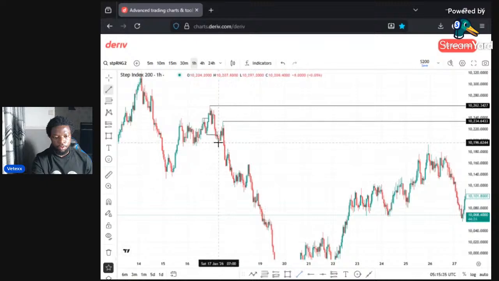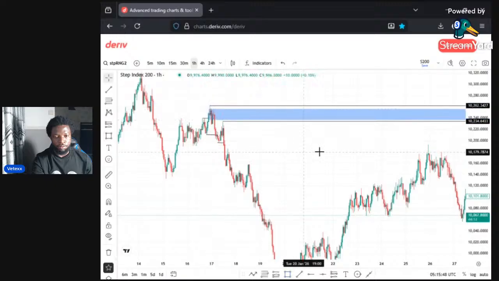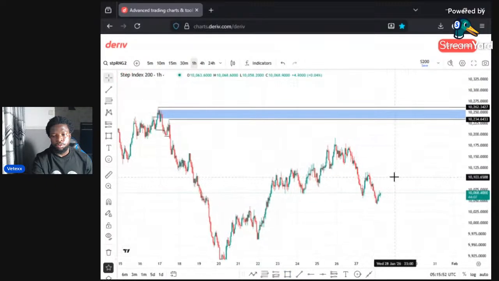Rule number four, we have our second break of structure. Now this zone becomes what? Point of interest. So we're anticipating price to come into this zone and then start giving us 15 minutes continuation.